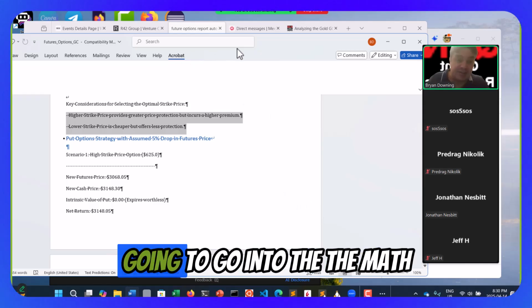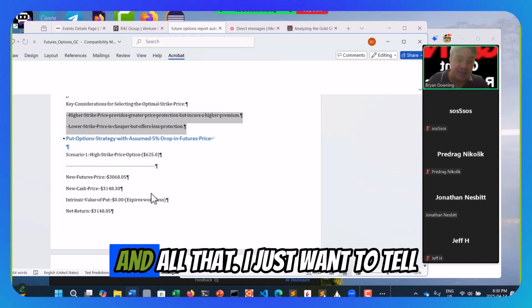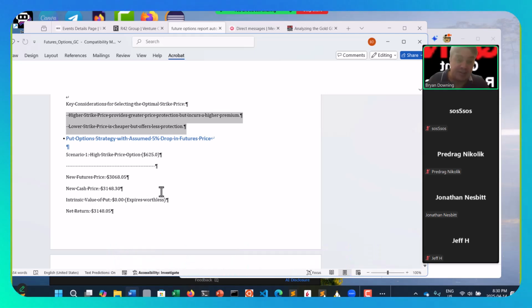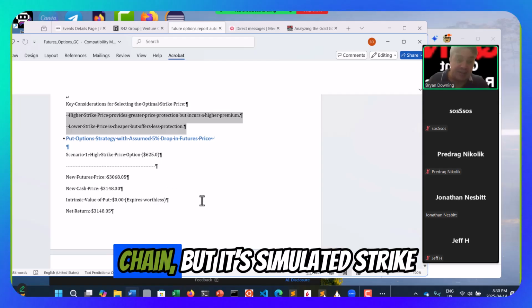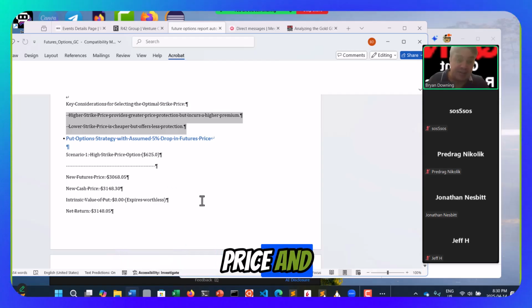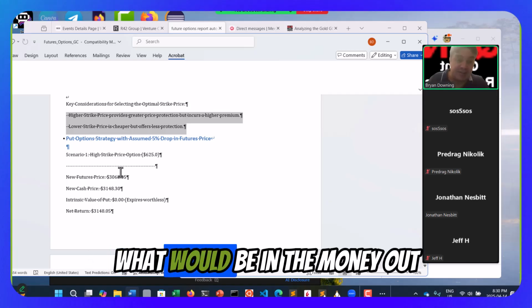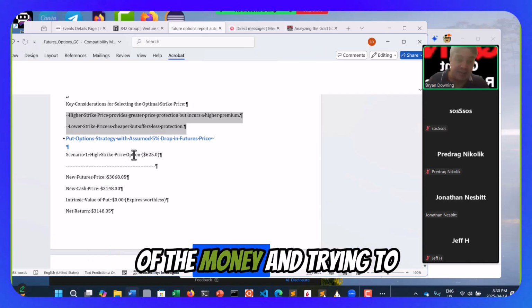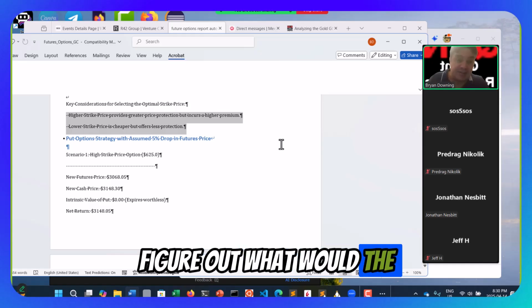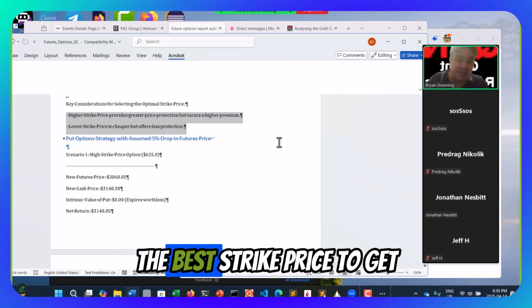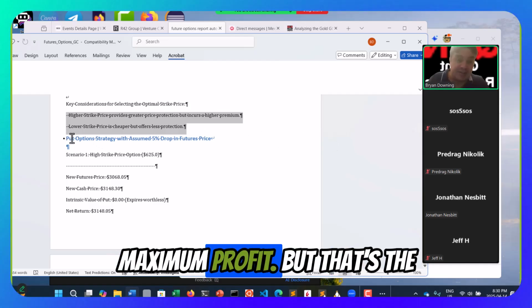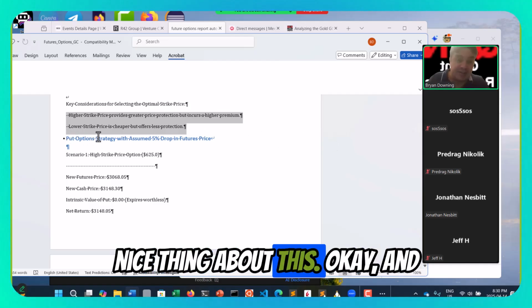So again, I'm not going to go into the math and all that. What I'm showing you here is the option chain of a simulated strike price and what would be in the money, out of the money, and trying to figure out what the moneyness would be, the profit potential, and what would be the best strike price to get maximum profit. So that's the nice thing about this.